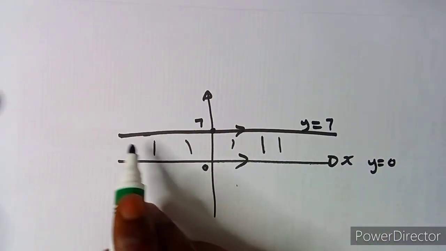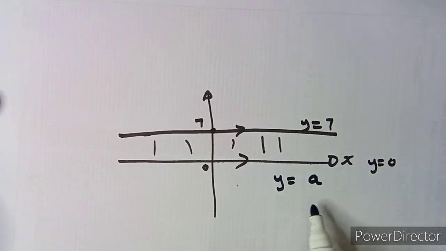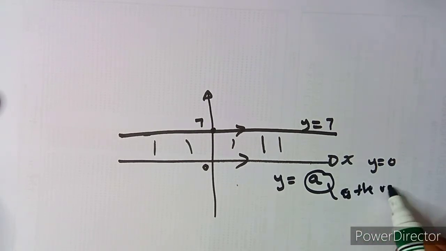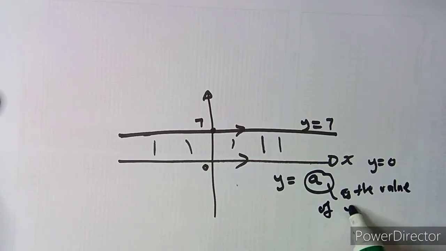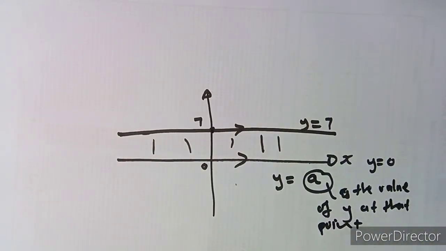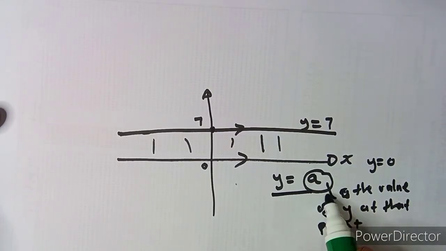So which means any line that is parallel to the x-axis is going to be written in the form of y is equal to a, where this a is the value of y at the given point. As long as a line is parallel to the x-axis, the equation is going to be y is equal to a, where this a is the value of y at that point.